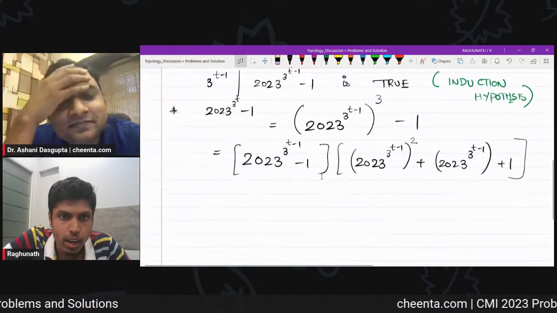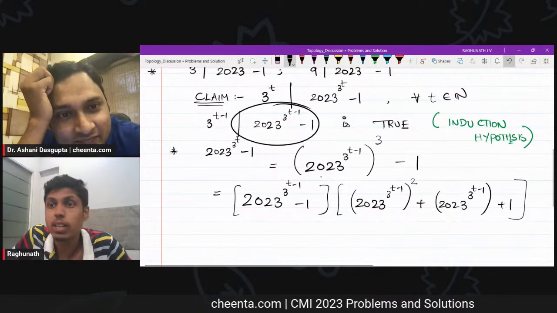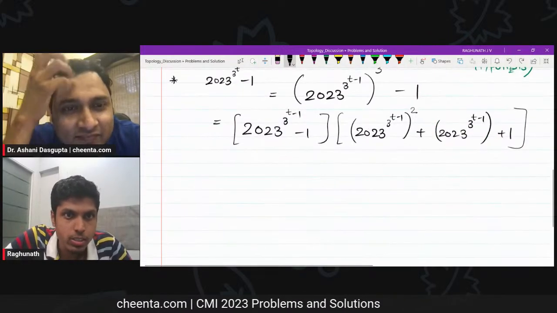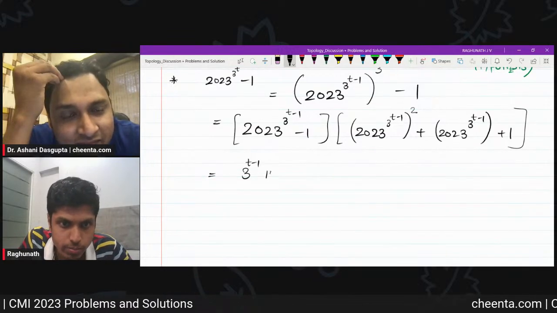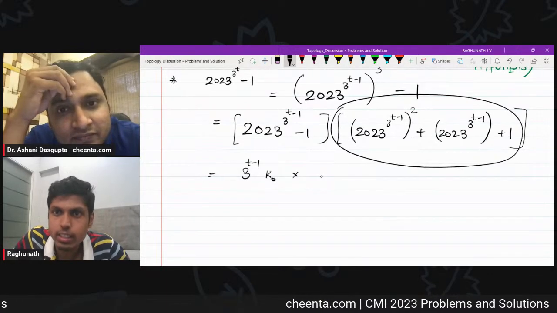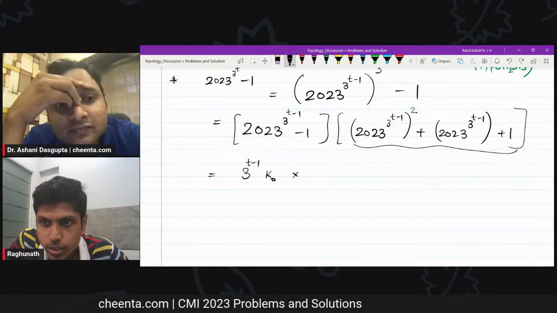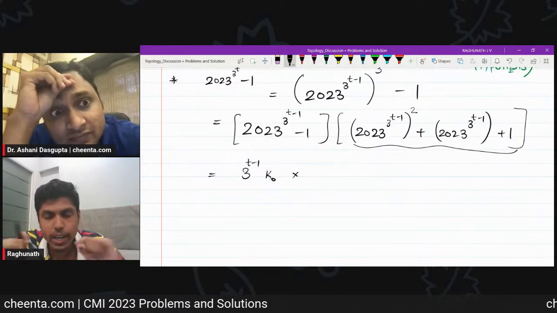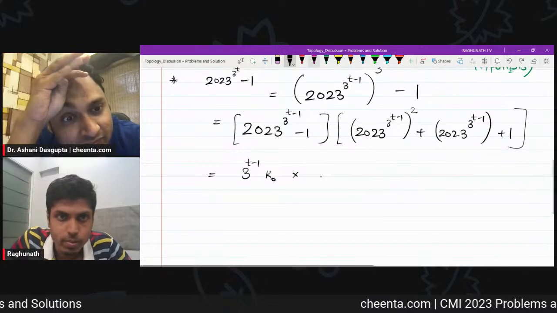I know that by the induction hypothesis written here, this number is a multiple of 3 power t minus 1. So this can be written as 3 power t minus 1 into some k naught into this bigger bracket. So let us prove that the second bracket is divisible by 3. So how will I prove this?